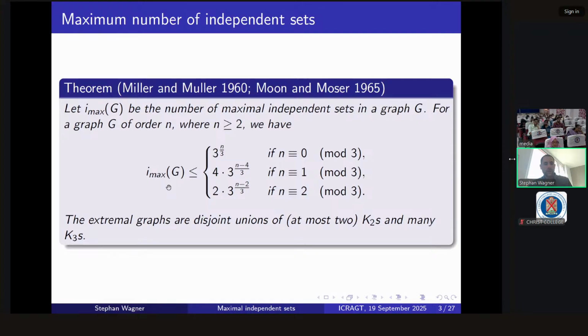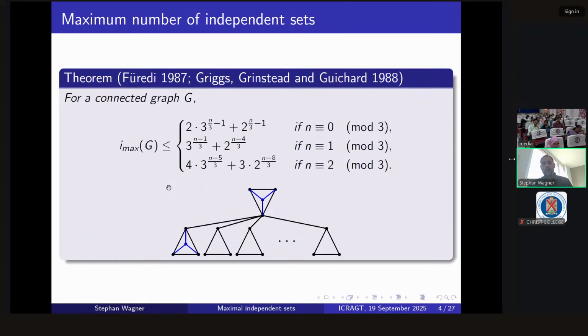Now, one can ask what happens if the graphs are necessarily connected, because the extremal graphs previously were disconnected, were disjoint unions of K3s and K2s. This was investigated a bit later, 20 years later, by Füredi, and also Griggs, Grinstead, and Guichard, who showed that for connected graphs, there are similar bounds. The order of magnitude is still about 3 to the n thirds. And the construction is also quite similar.